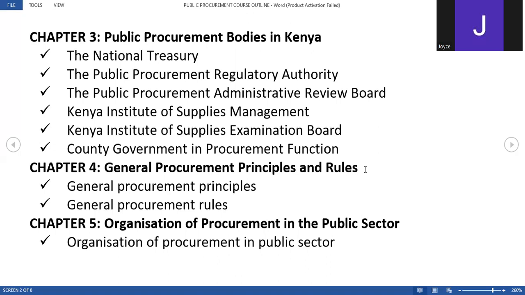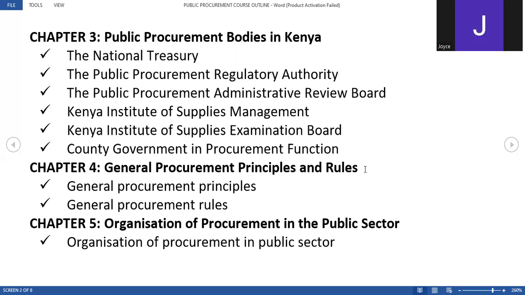Then we have another body, which is the Public Procurement Administrative Review Board. And the purpose of this board basically is to hear claims when they arise. In the event that a supplier is not satisfied, the board will be able to do that.